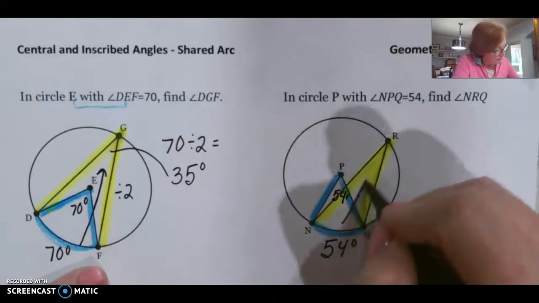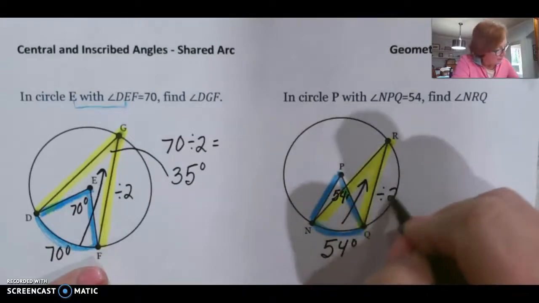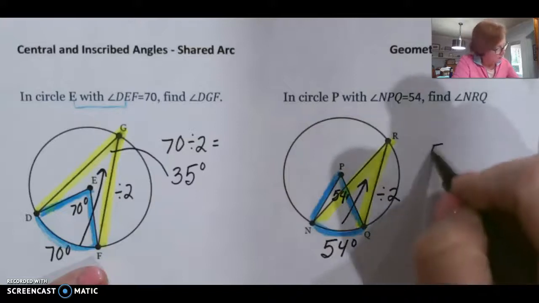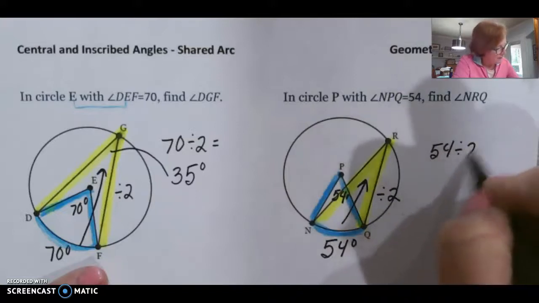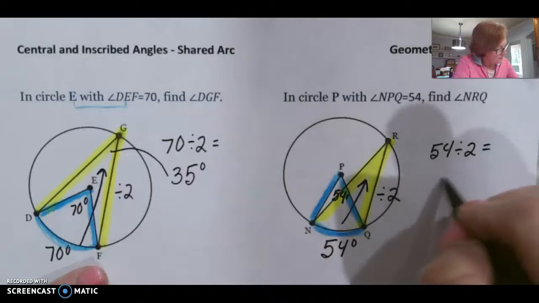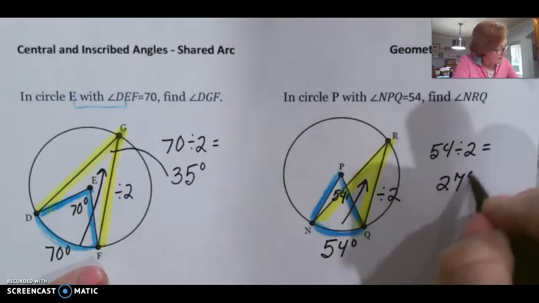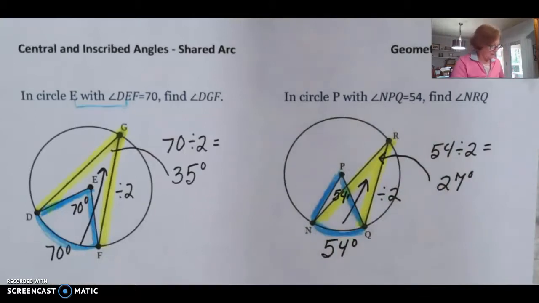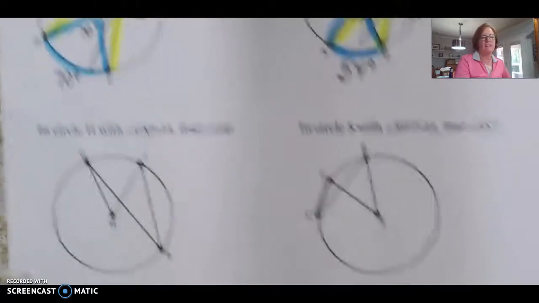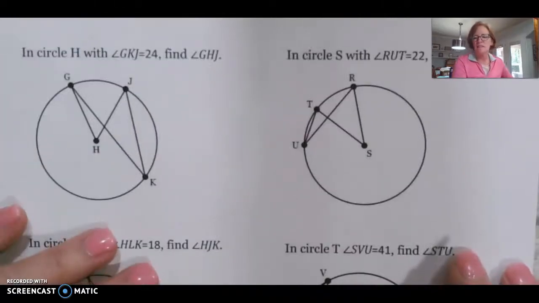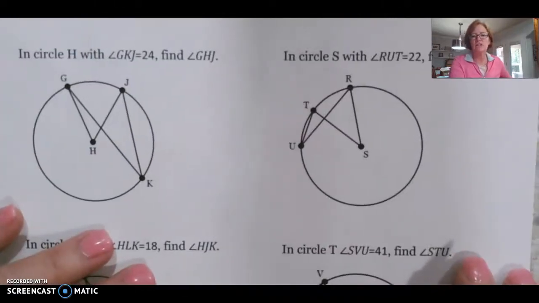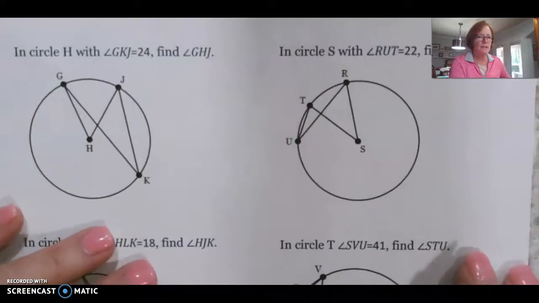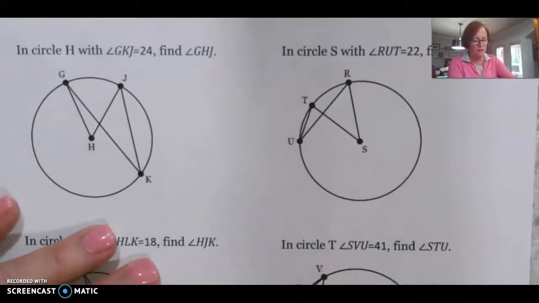If I'm going to go backwards, I'm going to divide by 2. So 54 divided by 2 is going to be 27 degrees. All right. The challenge with this is to just visually see where your angles are.